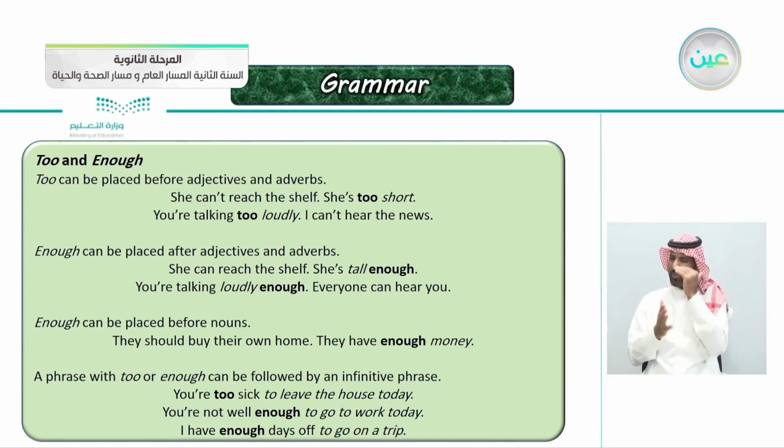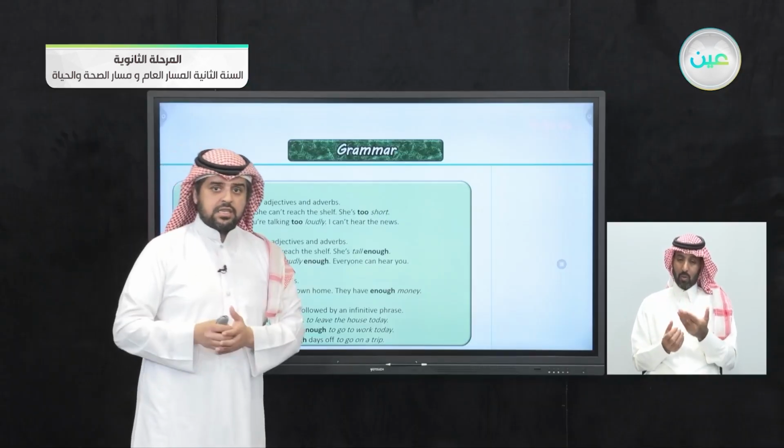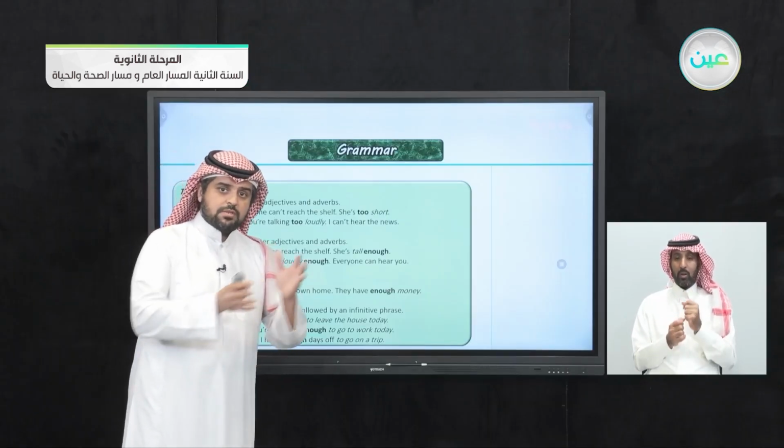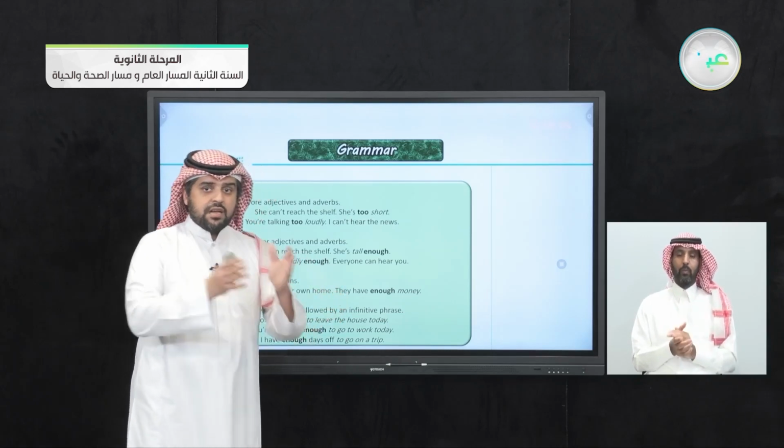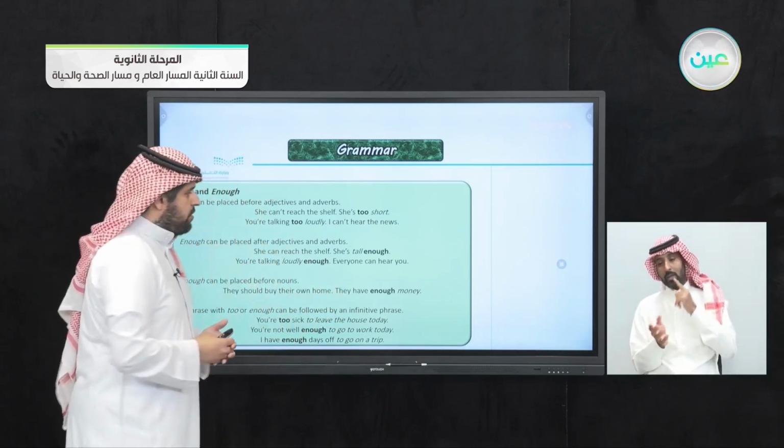She's too short. Or for another example, you're talking too loudly, I can't hear the news. So you notice here, "too" comes before an adjective or before an adverb. "Enough" will be placed after the adjectives and the adverbs.